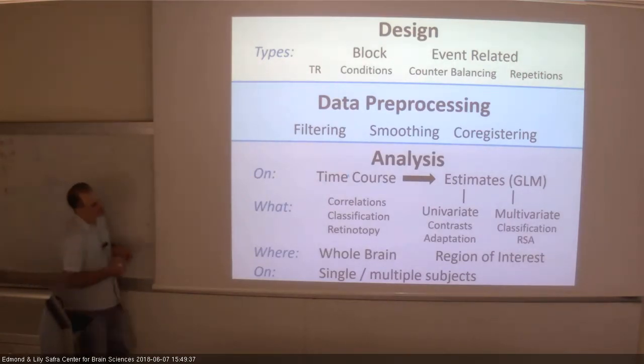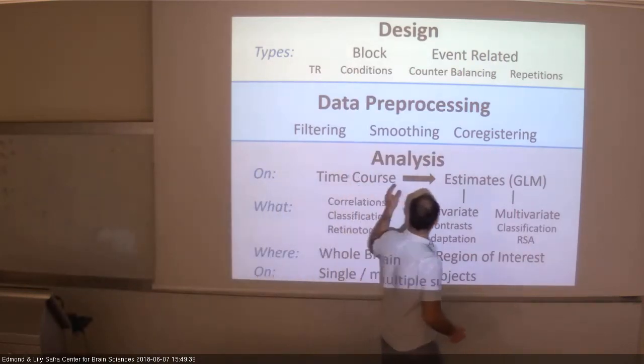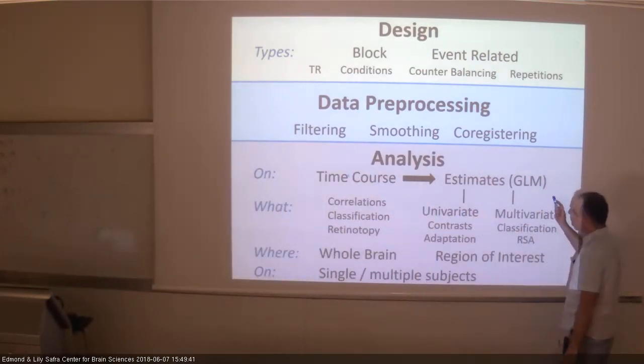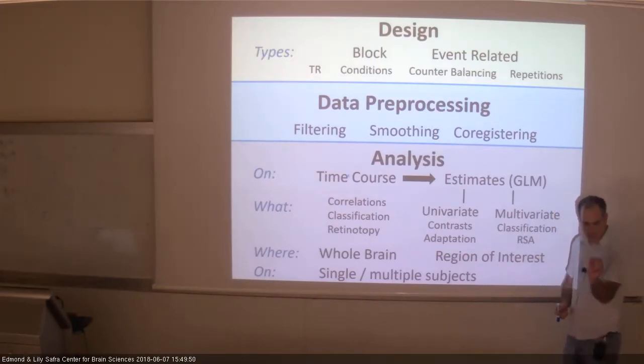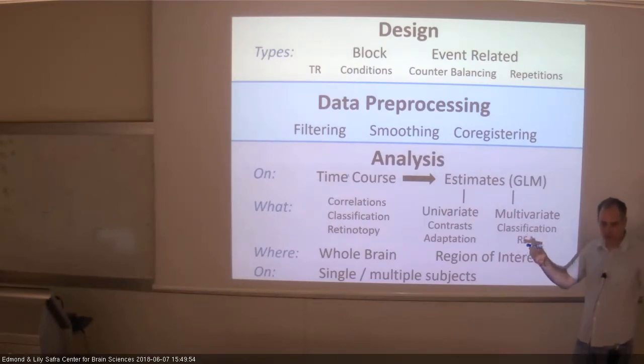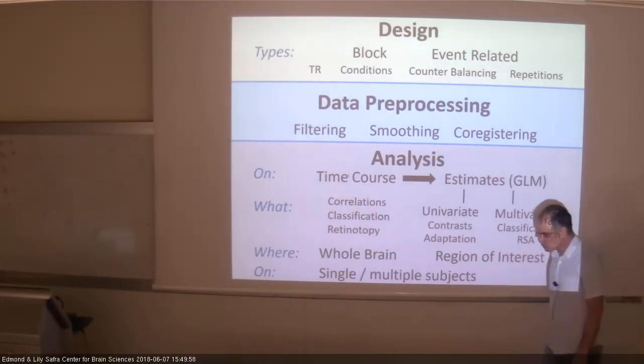So this is the first distinction: I can work on the time course or on the betas. If I'm working on the betas, the estimates, we can analyze each and every voxel separately, or we can analyze the pattern, let's say a vector of 200 voxels, and see the combined activity. This is the multivariate variant. But we'll talk about it next week.